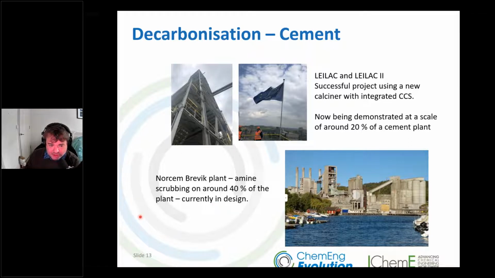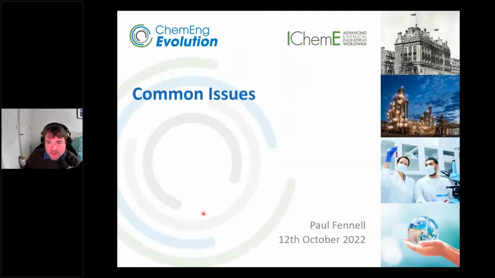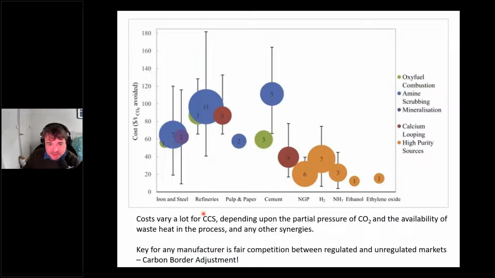So this is the biggest demonstration in the world, the Norcem Brevik demonstration, and that's straight amine-based carbon capture on the end of the plant. There's a variety of reasons why that's not a brilliant idea, but I'm not going to go into them. Common issues between iron, steel and cement and other things. Basically, if you look here, here's the cost of CO2 avoided for a variety of different industries. And you can see that different technologies are uniquely useful for different processes. So up here, you'll see amine scrubbing applied to cement, extremely high cost of CO2 avoided, but calcium looping or oxyfuel should have a much lower cost of CO2.